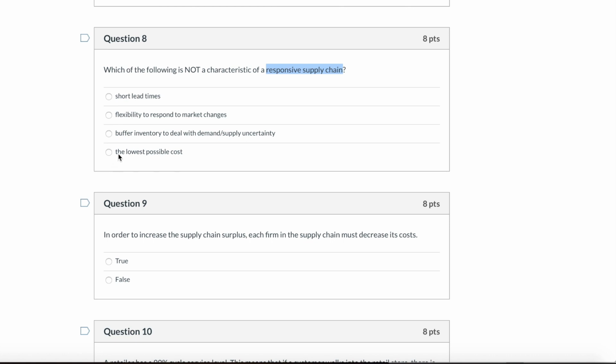And lastly, the lowest possible cost. So, yep, it's the lowest possible cost. Remember, for responsiveness, you're going to be paying big bucks, because in order for them to be so responsive, you have to be paying a certain amount. Anything good and responsive usually is expensive.